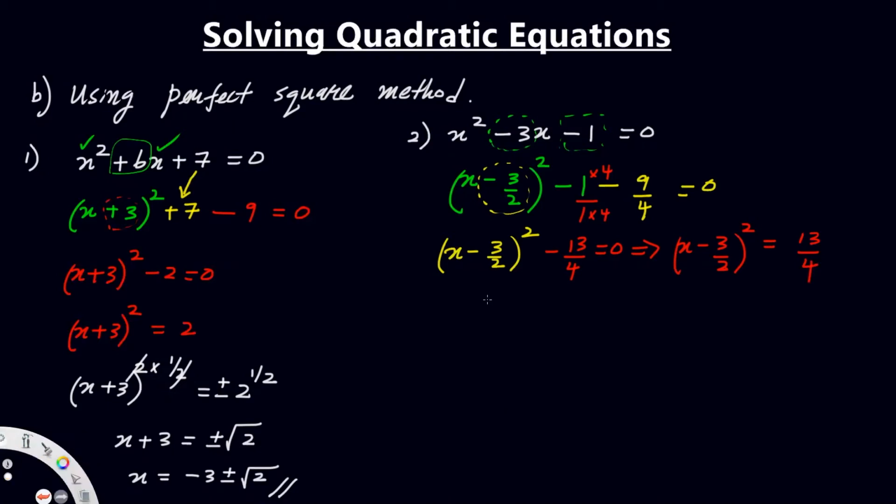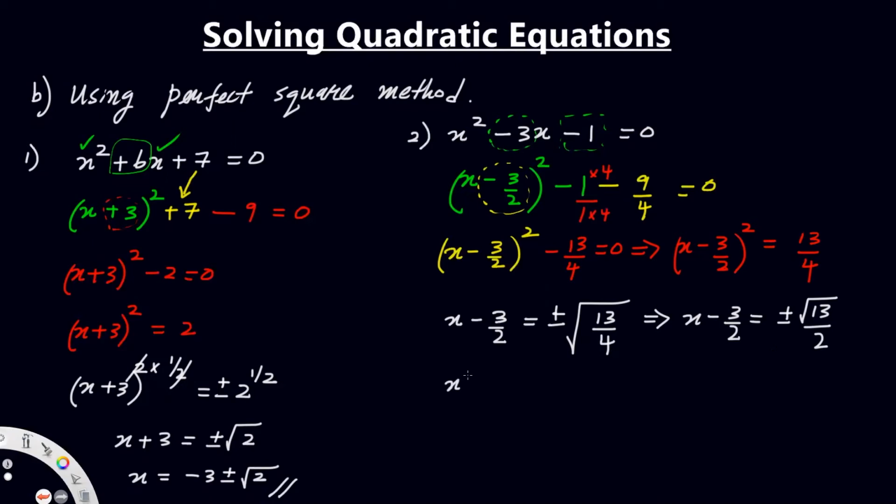Now you have to find x. You will consider the square root on both sides. When you do that, you get x minus 3 divided by 2 is equal to plus and minus the square root of 13 divided by 4. So this can be written as x minus 3 divided by 2 is equal to plus and minus square root 13 divided by 2, because square root of 4 is going to be 2. Now you can move minus 3 divided by 2 to the right hand side. So x is going to be 3 divided by 2 plus and minus square root 13 divided by 2.